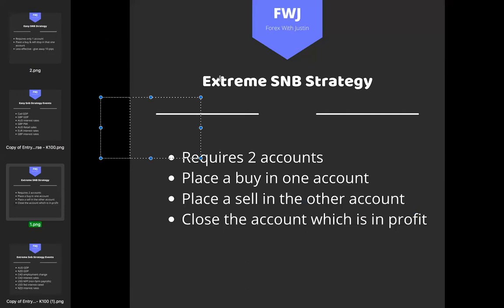It should never be both buy or both sell. They should always have opposite trades. So one could be a buy, the other one could be a sell, or it could be a sell and a buy, just vice versa. I hope you understand. You're following? Yeah. Okay. So direct buys and direct sells.